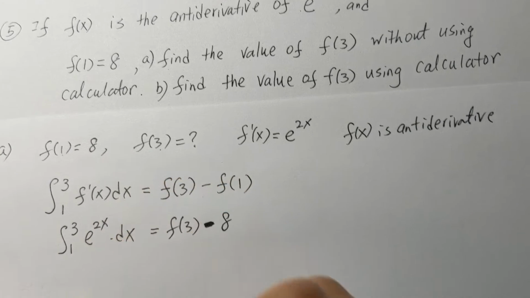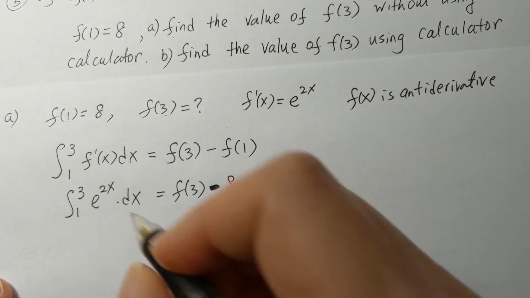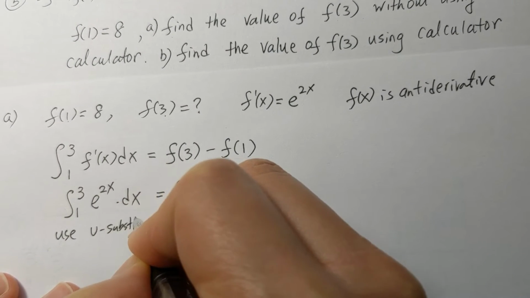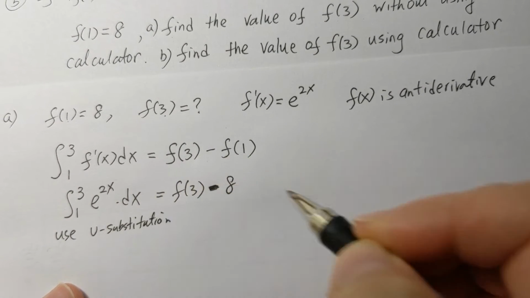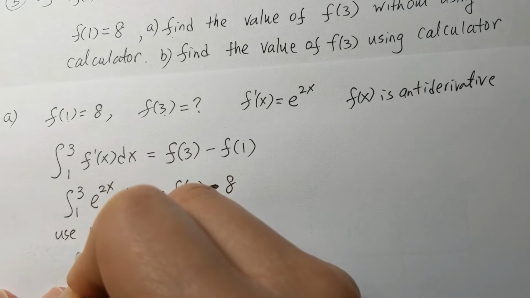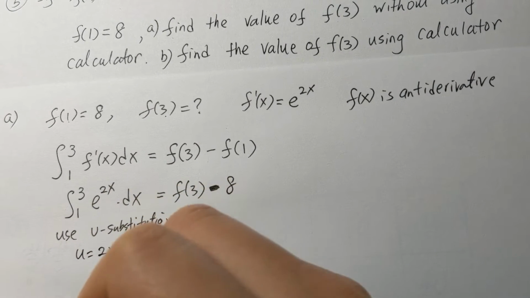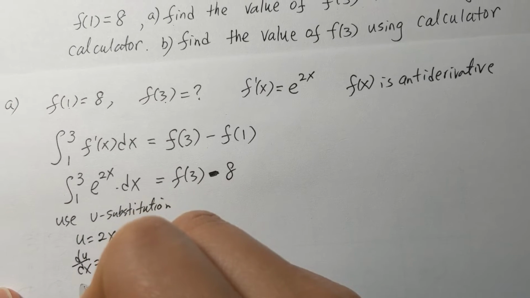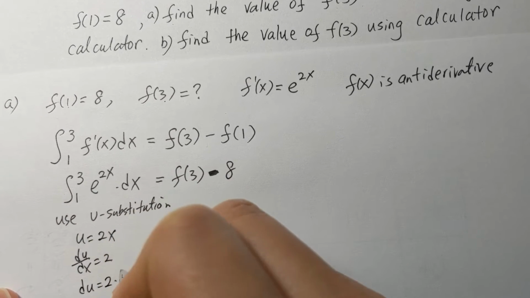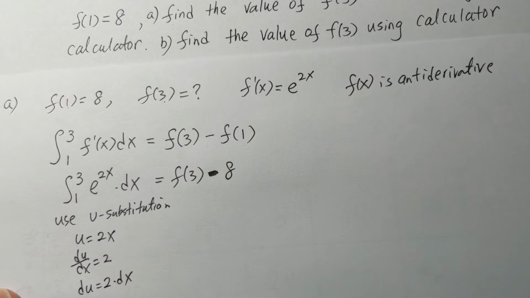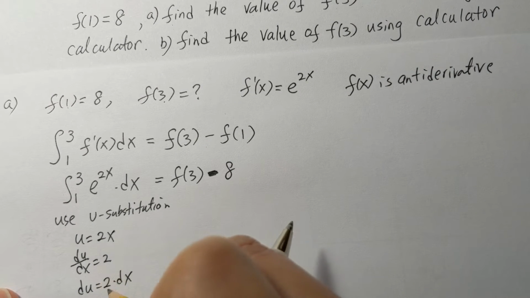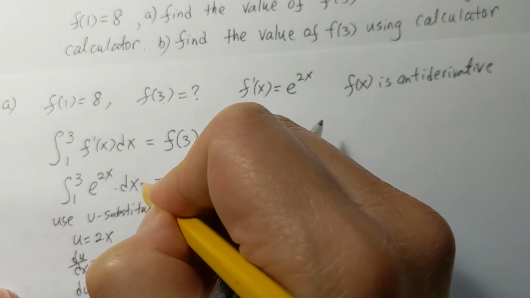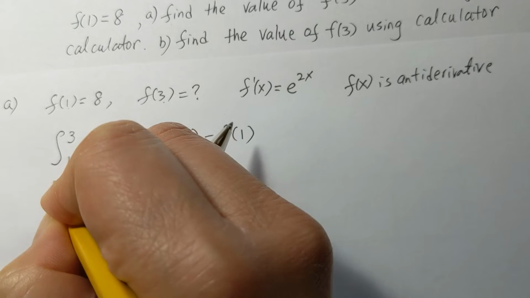On this side, because we are not allowed to use the calculator, we're going to use substitution. So we get u equal to 2x, du/dx equal 2. So in other words, du equal 2 dx. So now we go back. I need a 2 here to times dx. So I go back to times 2 and make it half.